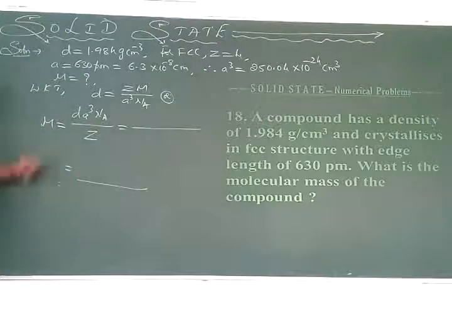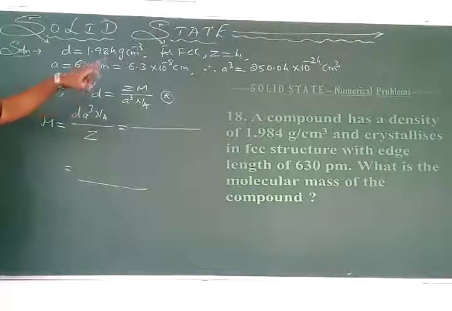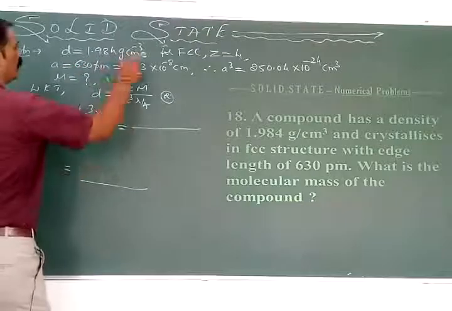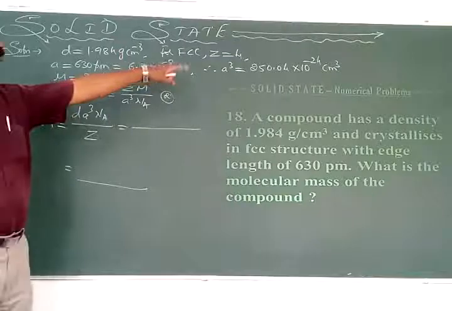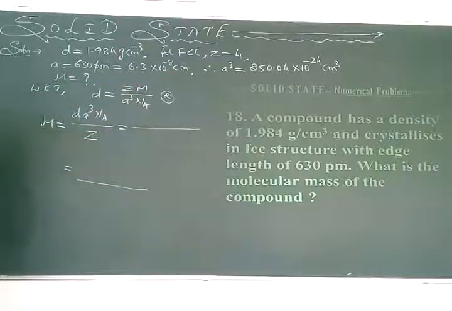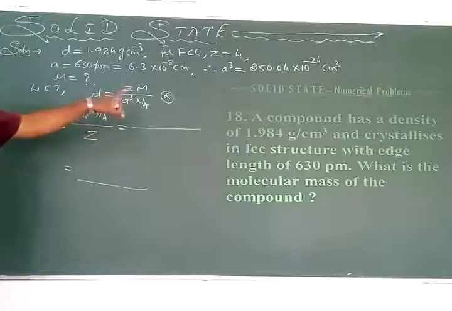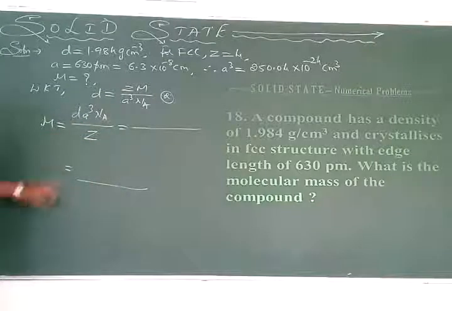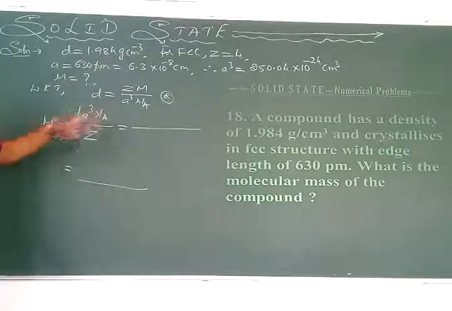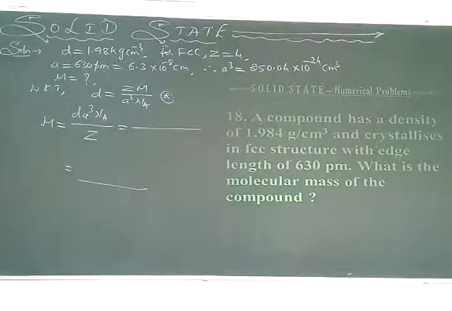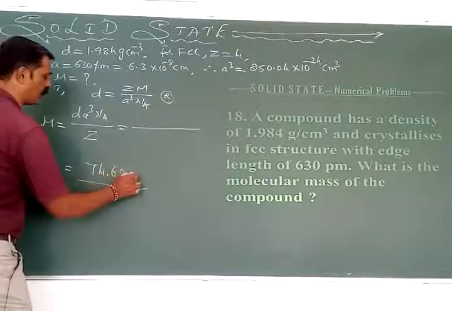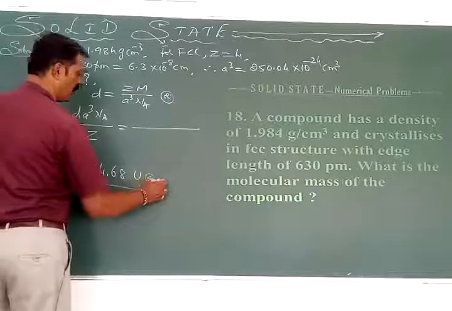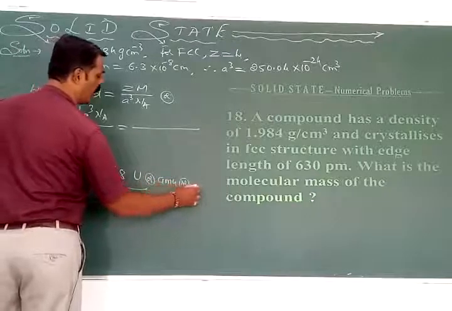Why? Because D is given. What is the D here? 1.984. What is A cube? A cube is 250.04 into 10 to the power of minus 24 in terms of cm cube. And what is Avogadro number? 6.022 into 10 to the power of 23. And Z is what? 4. So substitution gives the final answer as 74.68 in terms of AMU or gram per mole.